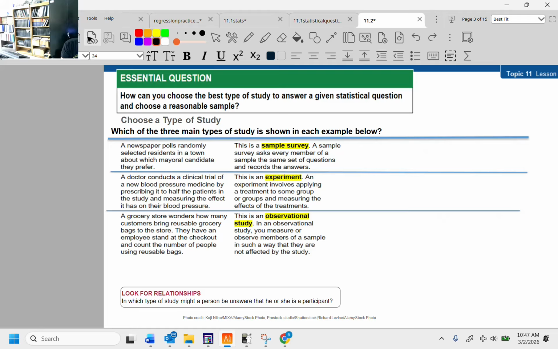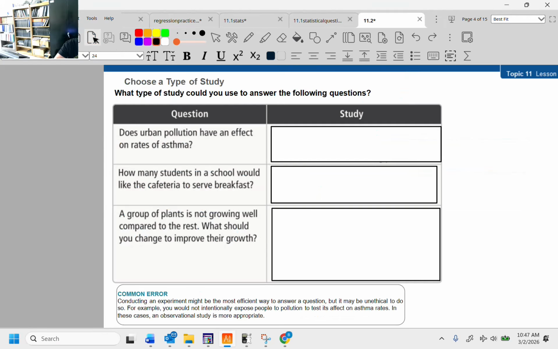A grocery store wonders how many customers bring reusable grocery bags to the store. They have an employee stand at the checkout and count the number of people using reusable bags. This is an observation because all that person did was observe and count. You measure, but you do not affect anything. Nobody knew what that person was doing. That's an observational study. Those are our three big types of studies: sample surveys, experiments, and observational studies.